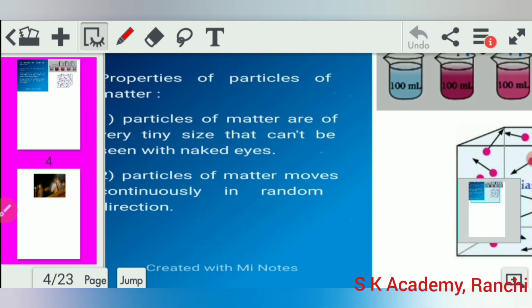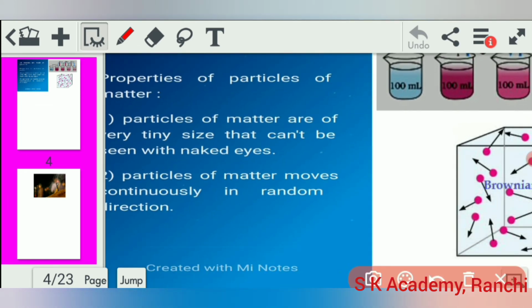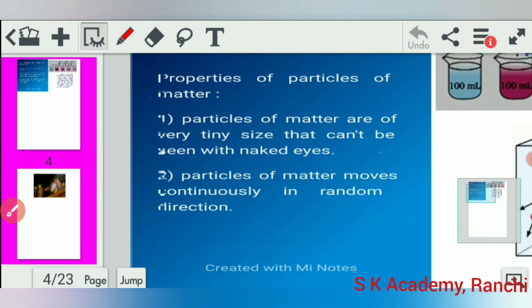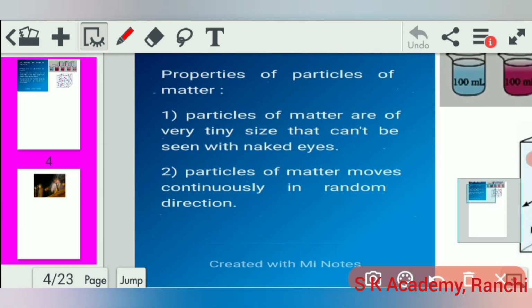Okay, so I hope now you have got the concept. Let us discuss the second property of matter. So what is the second property of matter? The second property is that particles of matter move continuously in random direction. Suppose this is a particle, so it moves continuously in random direction.